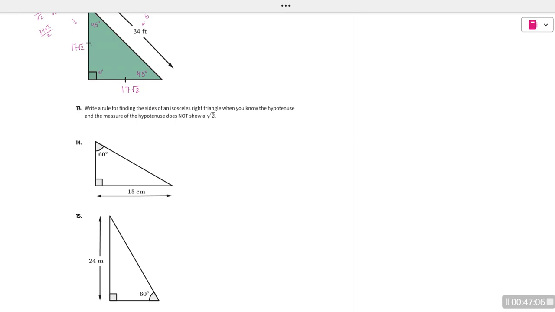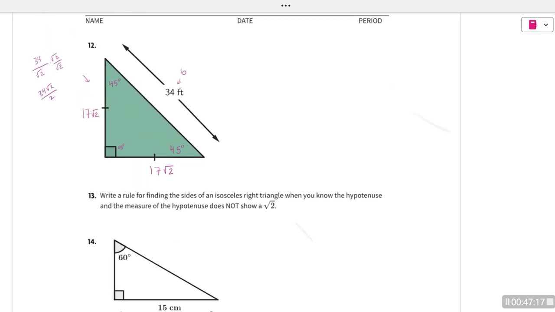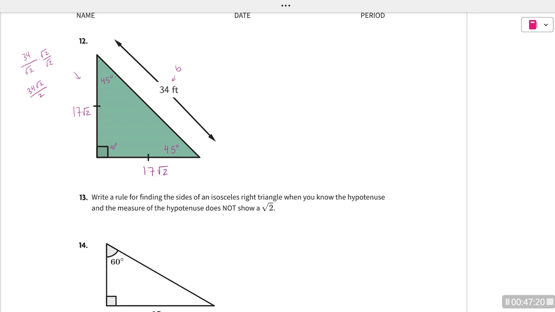Problem 13 says, write the rule for finding the sides of an isosceles right triangle when you know the hypotenuse and the measure of the hypotenuse does not show a square root 2. So we kind of already did that. Let's draw it again. That means we just want this to be a 1, or 1 times some scale. I'm using b, but you can use any variable.